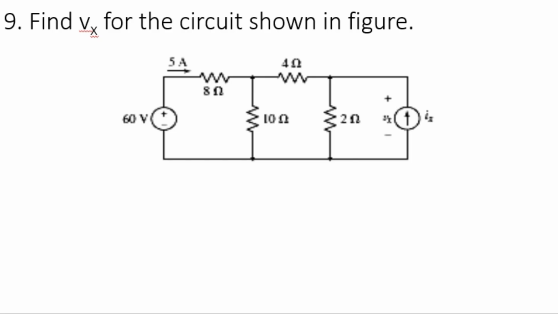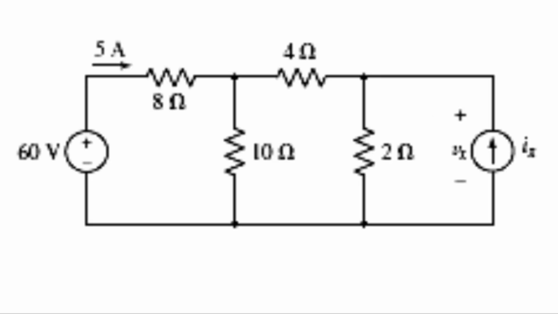Now by considering the given circuit, we can notice that 8 ohms is the resistance value and 5 amperes is the current flowing through the 8 ohms resistor. From this we can directly find the voltage across this 8 ohms resistor, which is 5 amperes multiplied by 8, which is 40 volts. Based on the direction of current, we have placed this plus sign and minus sign.